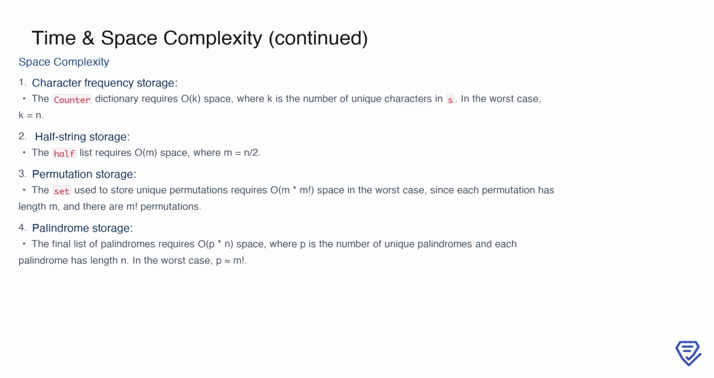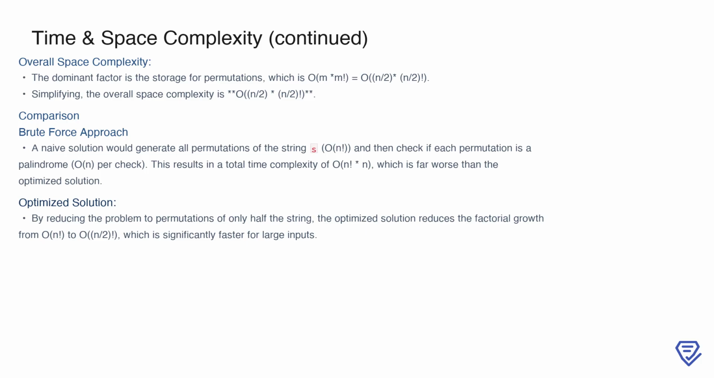Finally, the list of full palindromes requires O(p·n) space, where p is the number of unique palindromes, and each palindrome has length n. In the worst case, p approximates m!, making this storage requirement significant. Overall, the space complexity is primarily driven by the storage of permutations, which simplifies to O((n/2)!·n/2). The overall space complexity of this solution is dominated by the storage of permutations.